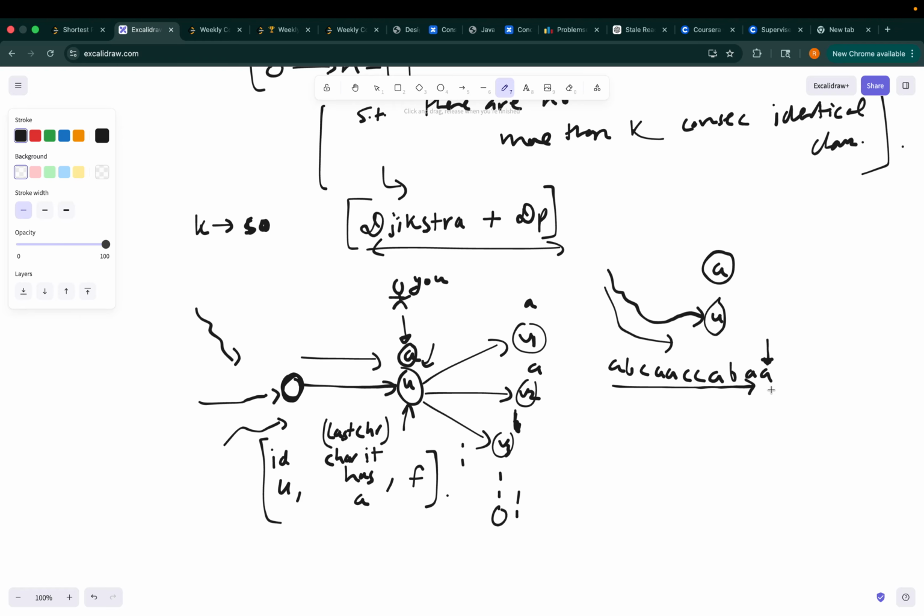You can define the frequency as the number of times that you saw the last character consecutively. That's your F. In this case, F is, let's say, 2, because you're seeing it twice. So we also have to define F.